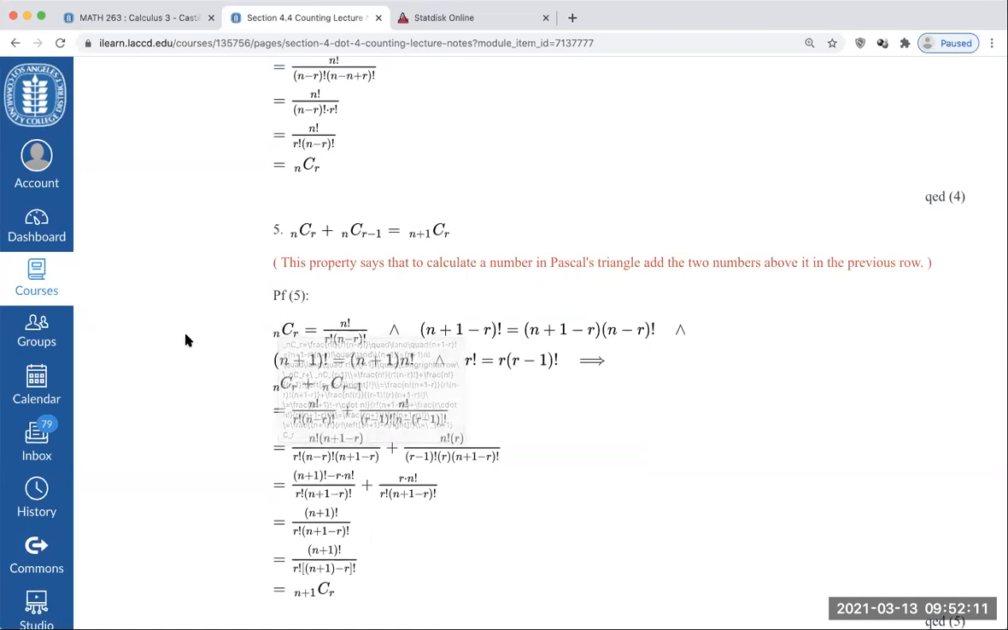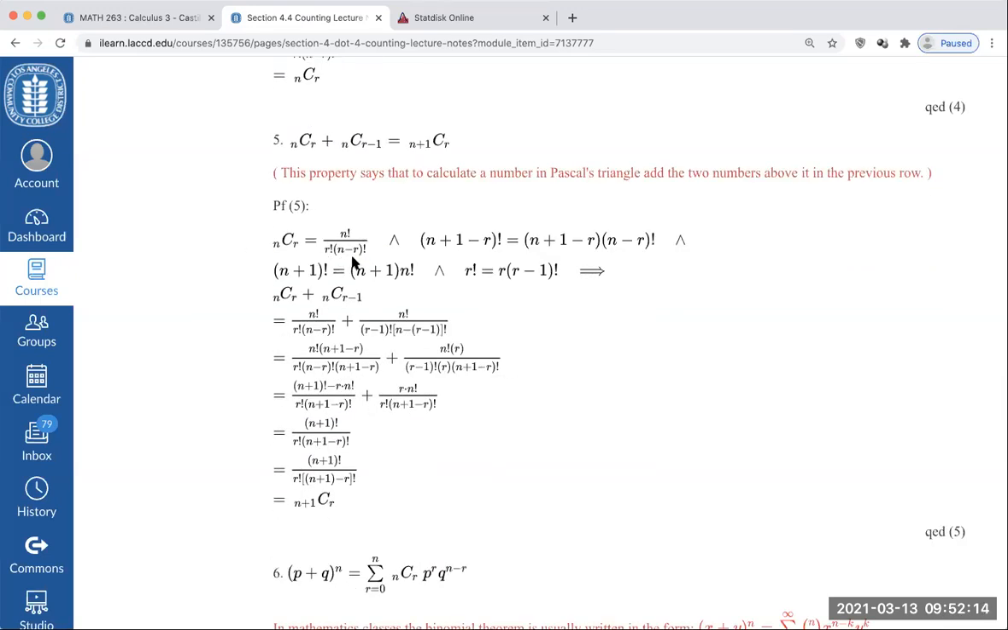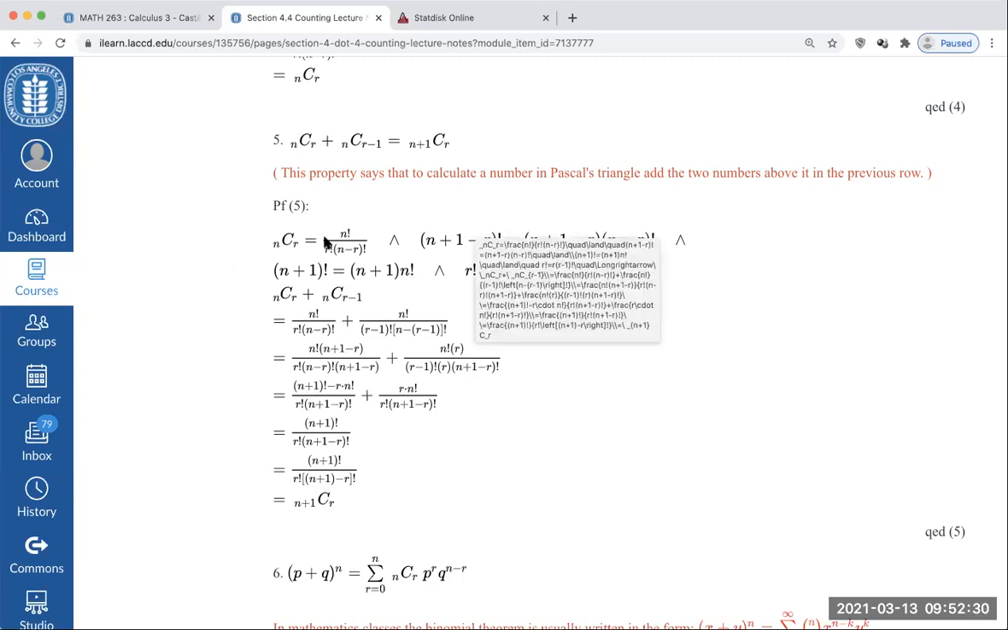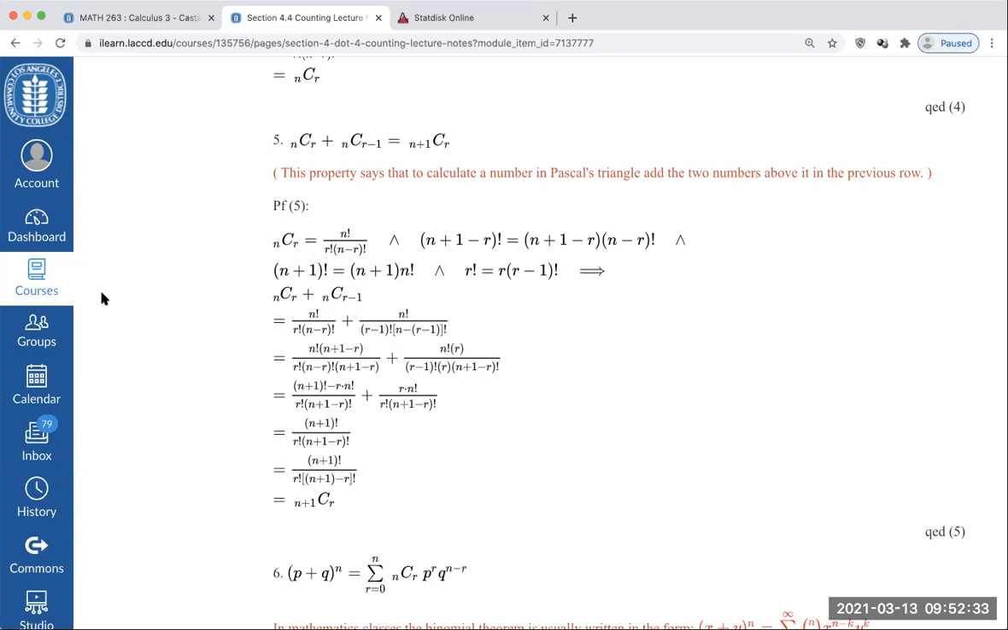Again, let's use the fact that nCr is equal to n factorial over r factorial times n minus r factorial. And that n plus 1 minus r factorial, by the recursive definition of factorial, is n plus 1 minus r times n minus r factorial. And again, using the recursive definition, n plus 1 factorial is n plus 1 times n factorial. And by the recursive definition, r factorial is r times r minus 1 factorial.